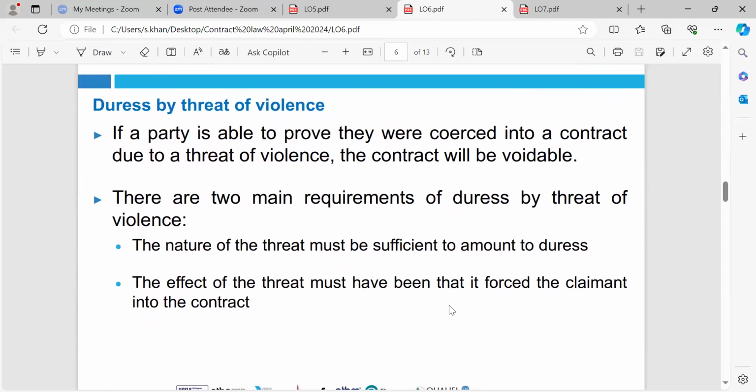Duress by threat of violence. If a party is able to prove that they were coerced into a contract due to threat of violence, the contract can be voidable. There are two main requirements of duress by threat of violence. The nature of the threat must be sufficient to amount to duress, and the effect of the threat must have been that it forced the claimant into the contract. An example of duress would be physical abuse, such as an abuser hitting the victim until they gave the abuser valuable jewelry. Proving undue influence is more complicated. An example of undue influence would be an abusive spouse withholding affection unless the abusive spouse were given valuable jewelry.